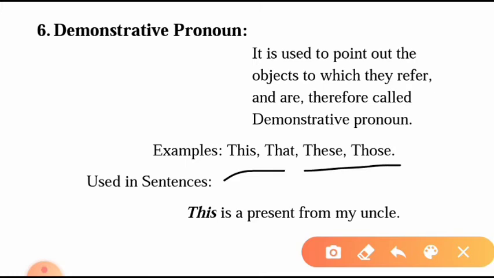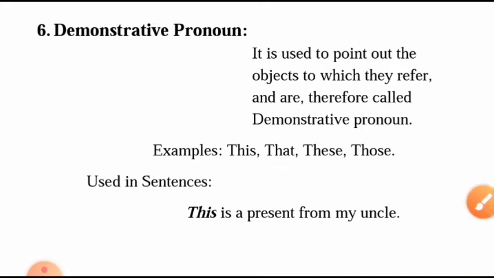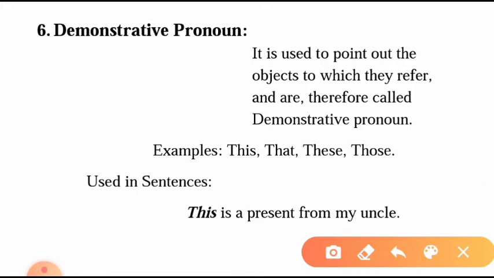This we use for something which is near, and that which we use for singular, which is far. So these we use for plural, which is near, and those we use for a plural, which is far from us. So how can you use demonstrative in a sentence? You can see, this is a present from my uncle.